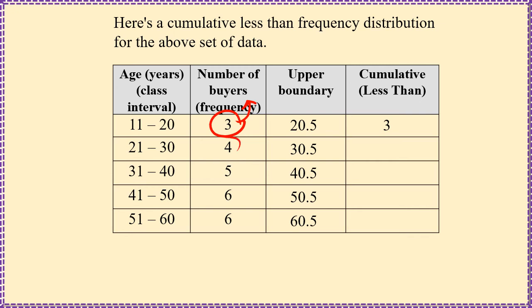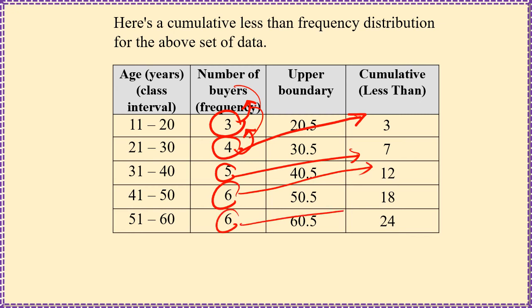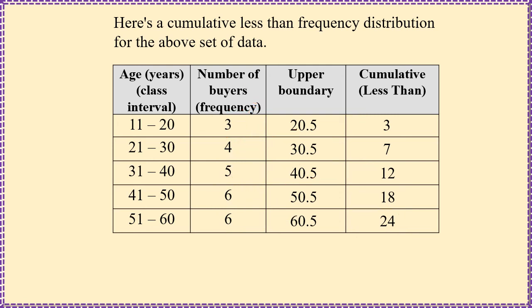But for the second class, it's 4, but we need to add up with the previous. So you can directly add up with the cumulative frequency before that class. So 3 plus 4 is 7. And then for the next class, 31 to 40, this 5 we can add up with 7, which is equal to 12, and so on. So 6 add up with 12, and then 6 add up with 18, so we get the next one. Okay, so this is how we find out the cumulative. So the total should be 24. The last cumulative frequency should be 24, which is the total frequency.